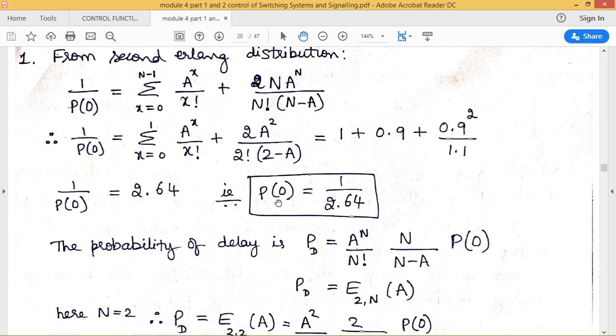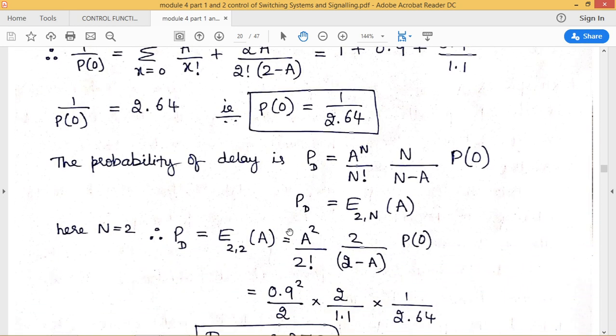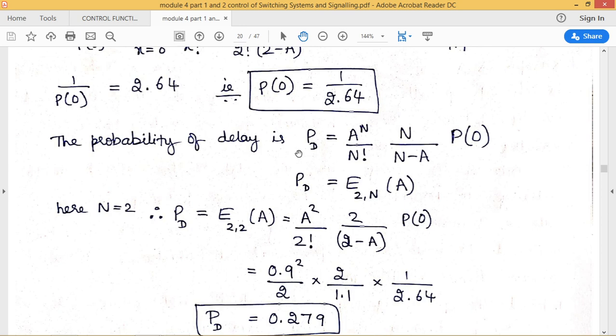Now we will use this P of 0 in our standard equation, that is, the probability of delay observed by a queuing system. The probability of delay observed P of d is given as a power n by n factorial, n by n minus a, into P of 0. And of course we know probability of delay is nothing but the grade of service of the queuing system. Of course, all SPC exchanges are nothing but a queuing system. So probability of delay is E2,n of a, which defines the grade of service of the queuing system.